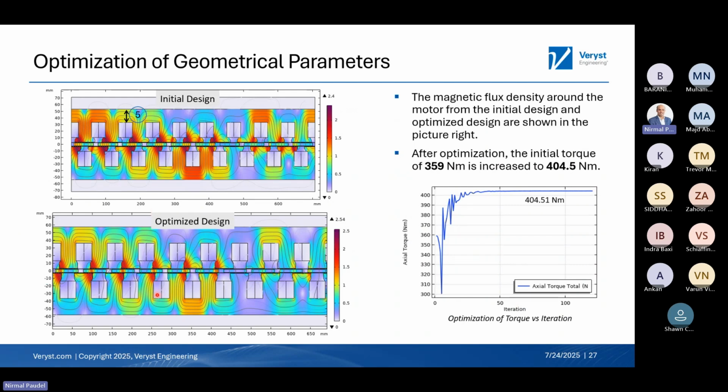So pretty much we did the same thing as we did for the earlier design, and performed the optimization with those 5 parameters. And what we saw is, for this design, just by offsetting it, we got 359 Newton meter. And then after optimization, that even goes up to 404 Newton meter. So there's quite an increase in the torque after that design.